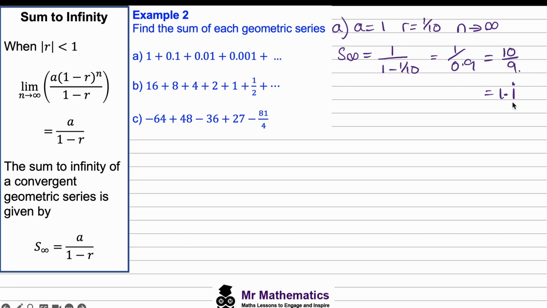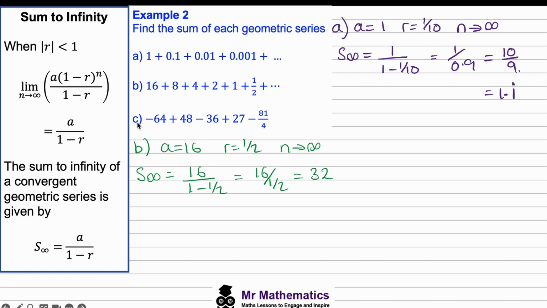Okay, so for example B, we can see that the first term is 16, so a is 16. The common ratio is a half, and again we're looking at an infinite number of terms. So we can put these three into our formula. So the sum to infinity will be a over 1 minus r. We can simplify the denominator, so we get 16 over a half, and this will converge on 32.